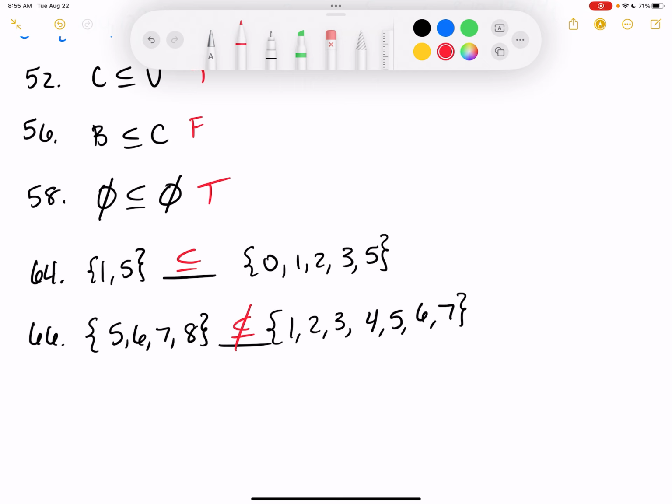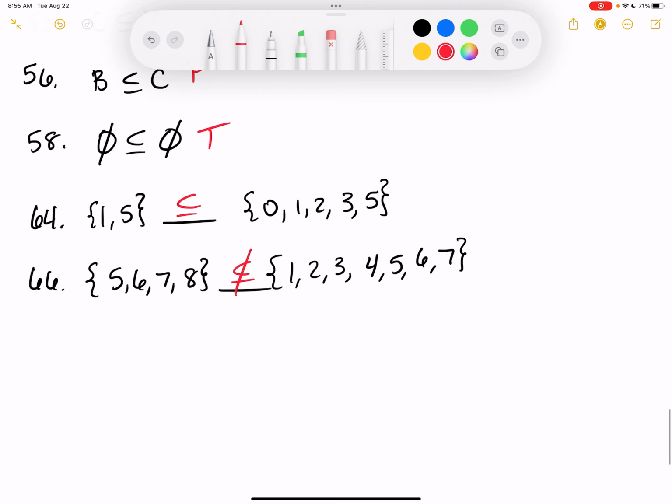So the next ones are again determining if the statement is true or false. So this is going to be dealing with intersection and union. So intersection is everything that's in both sets. Union is everything that's in either set, basically. So everything gets written down in a union situation.